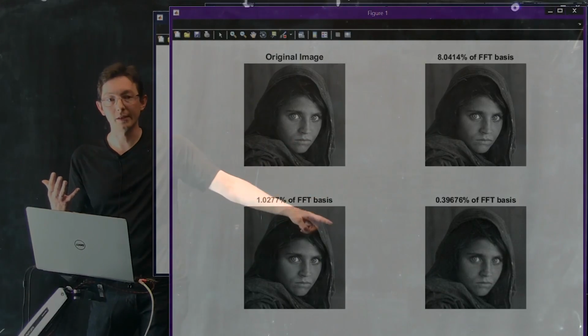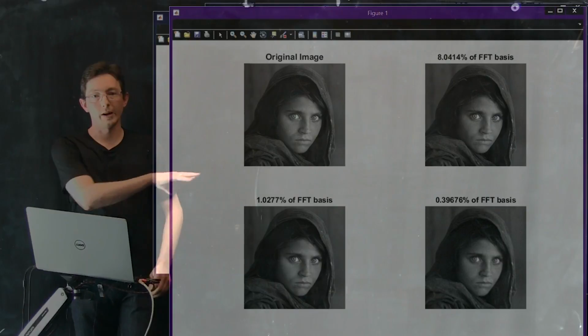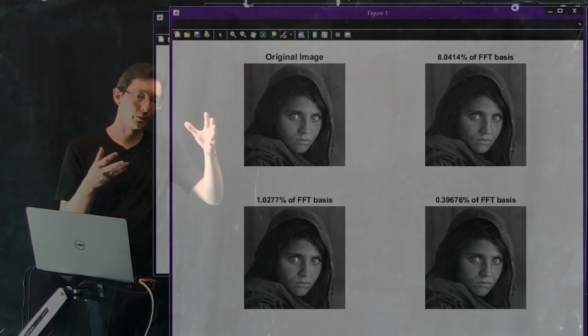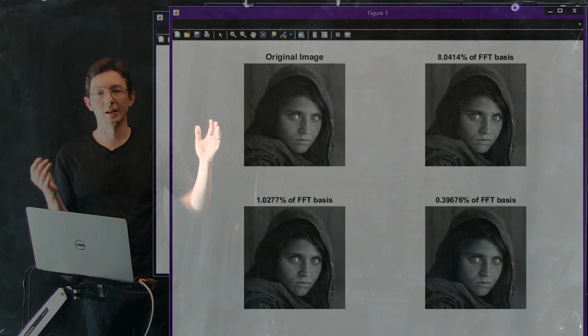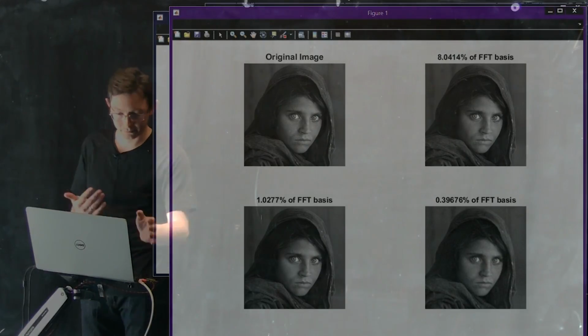But if we're too aggressive and we throw away too many coefficients, in the lower right-hand corner, you see that you actually start to really degrade the image. And it turns out that there's sometimes a sharp threshold where you get big degradations.